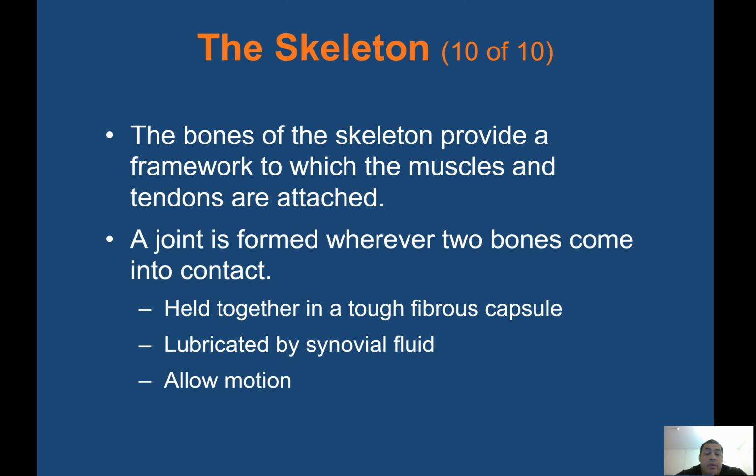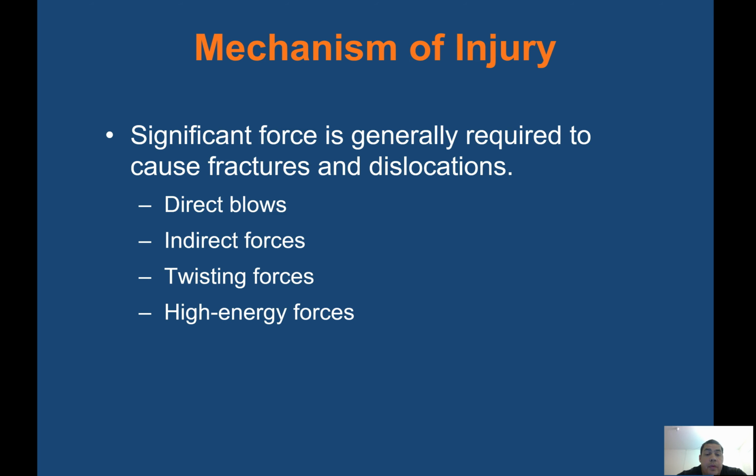The bones of the skeleton provide a framework to which the muscles and tendons are attached. A joint is formed wherever 2 bones come into contact, held together in a tough fibrous capsule, lubricated by synovial fluid, allowing motion. Mechanism of injury: significant force is generally required to cause fractures and dislocations. Direct blows, indirect forces, twisting forces, high energy forces.